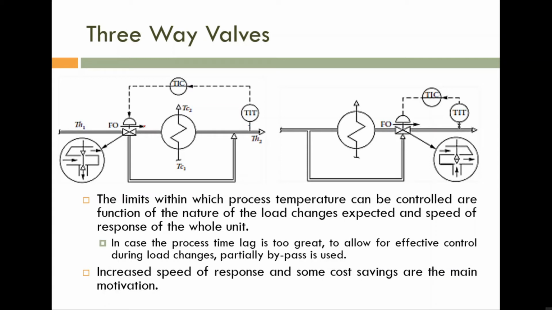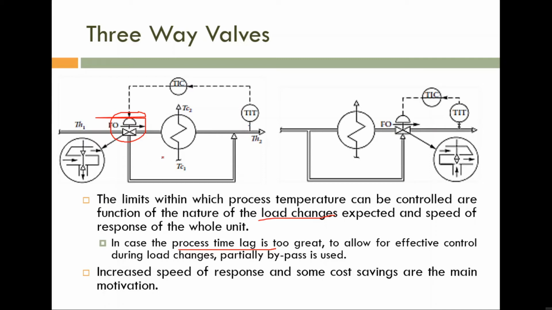Then, in order to effectively control the temperature, we need to use a three-way valve. If you are unable to manipulate the heat transfer medium by using integral mode, then we need to manipulate the flow rate of process medium by using a three-way valve. For that purpose, a bypass line is used. Please note, we can use a bypass if and only if the system has a large process time lag and load effect. Otherwise, don't use a bypass line.